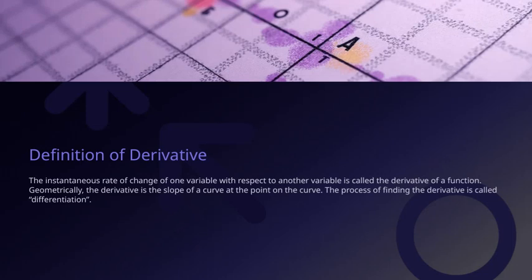The derivative of a function essentially measures how one variable changes instantly in relation to another. Think of it as the rate at which something is changing at a specific moment. Geometrically, this translates to the slope of the curve at a particular point, so the steeper the curve, the greater the rate of change. This idea is fundamental because it connects the concept of change with the shape of the graph itself. The process we use to find this derivative is called differentiation. It's a powerful tool that helps us analyze and understand the behavior of functions in a precise and meaningful way.